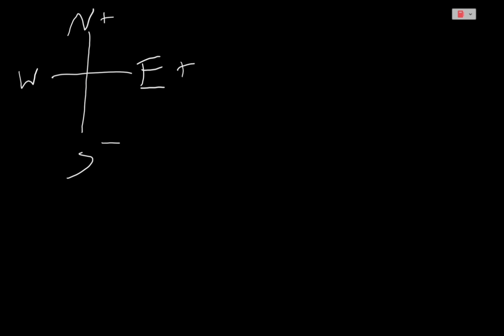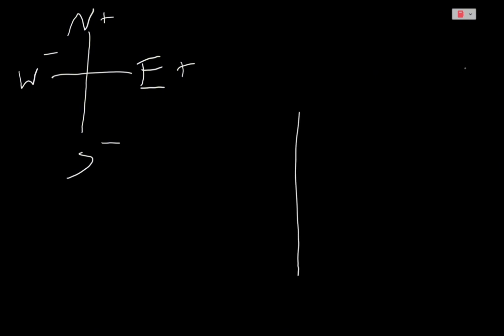In this lesson, we'll be learning about vector displacement. We all know our standard directions: north, east, south and west. North and east are positive directions, south and west are negative directions.